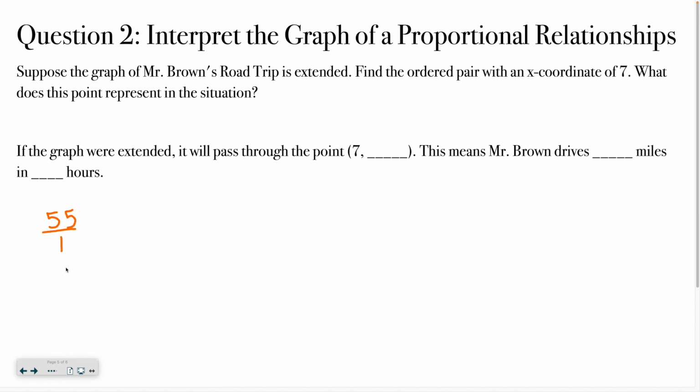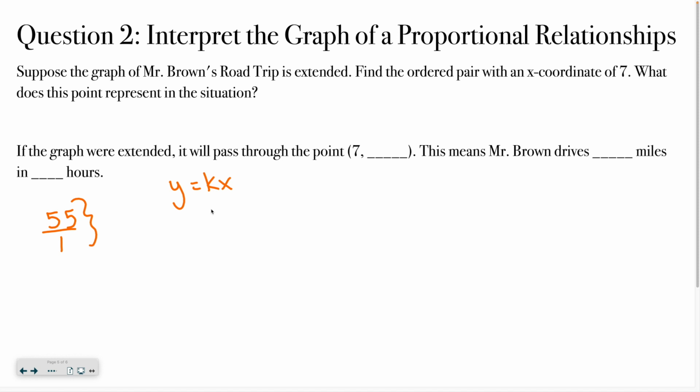So now, suppose the graph of Mr. Brown's road trip is extended. Find the ordered pair with an x-coordinate of 7. What does this point represent in the situation? If the graph were extended, it will pass through the point 7, blank, and this means Mr. Brown drives blank miles in blank hours. Okay, so use this information, maybe write yourself an equation and see what you get. Use 7 for your X value.